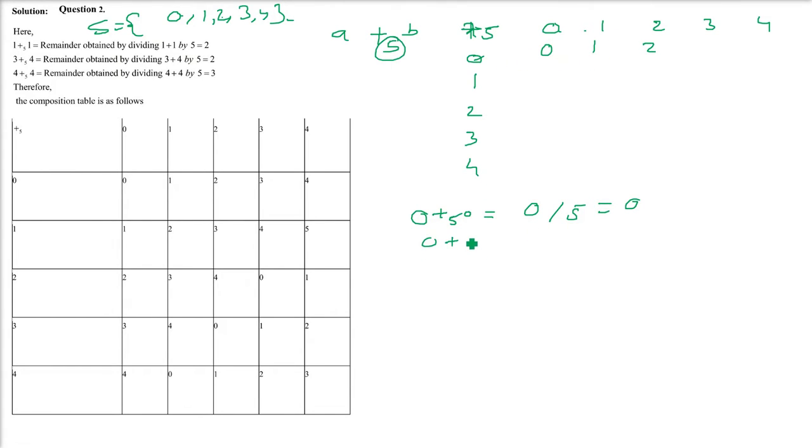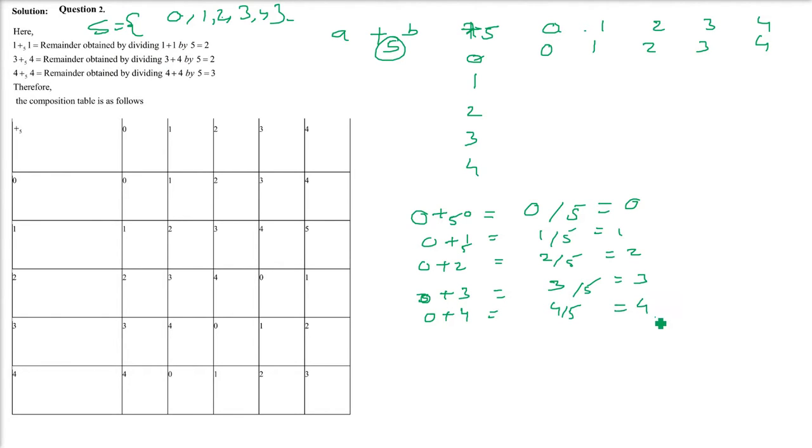So 0 plus 1 is 1. 1 divided by 5, the remainder will be 1. Similarly, 0 plus 2, since 2 is less than 5, you are going to get 2. Then 3. So this 0 plus 3, what do you get? 3 divided by 5. And this 3 will come as 3 is less than 5. 4, 0 plus 4, it will be 4 divided by 5. What do you get? It's 4, right?